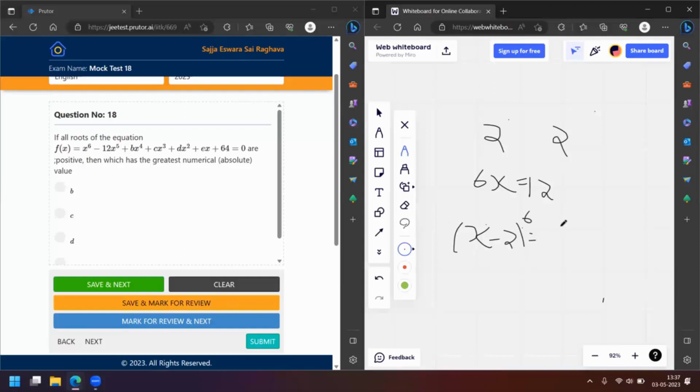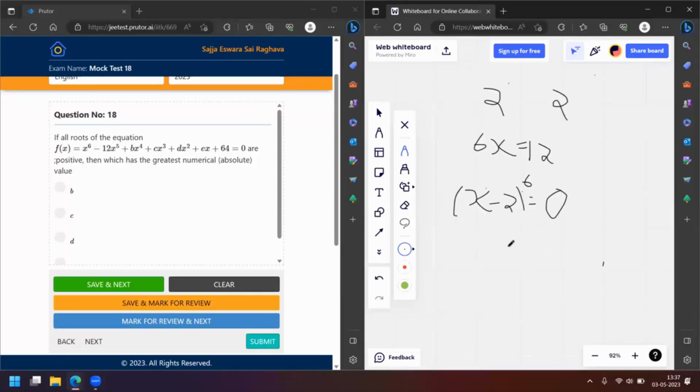We have to find the greatest value of the coefficients here. We can expand this and we can get the values of the coefficients.